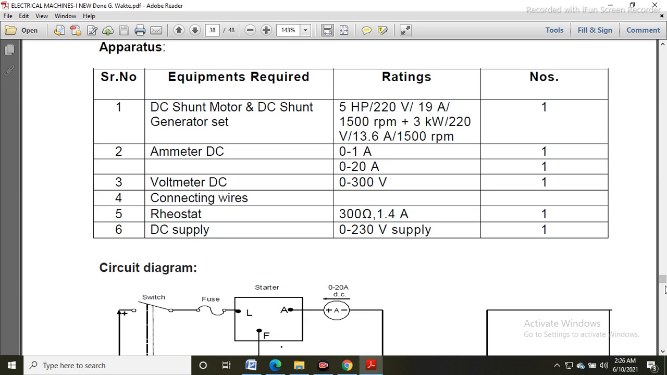So these are the apparatus or equipment required for this experiment: DC shunt motor as a prime mover, DC shunt generator, ammeter, DC voltmeter, rheostat, DC supply and starter.